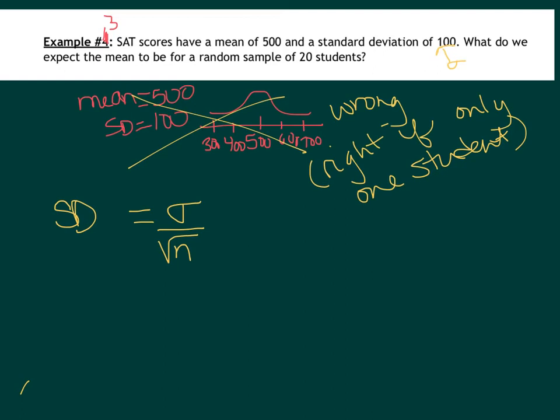So in this case, the mean of our sample and the mean of our population are actually going to be equal. We're going to expect that our sample is going to approximately have a mean of 500. Our standard deviation of our sample, however, is going to be different. So we are going to do 100 over the square root of 20. This is going to give us a standard deviation of 22.36.